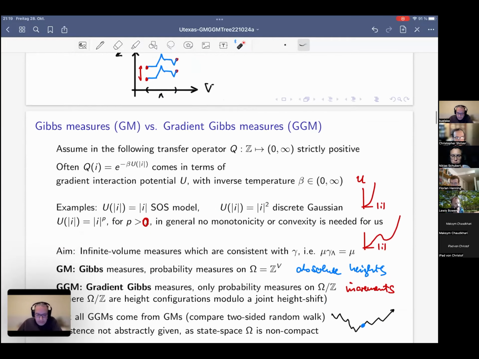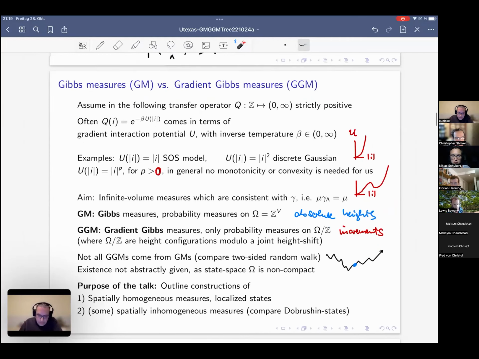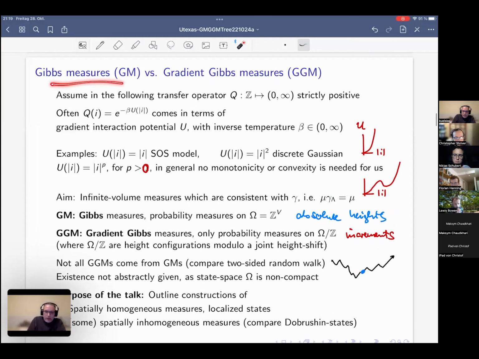And so now let me talk about, we already know what Gibbs measures are, right? These are the solutions of the DLR equation. But there are also gradient Gibbs measures which do not come from Gibbs measures. But before, let me maybe give you some examples.